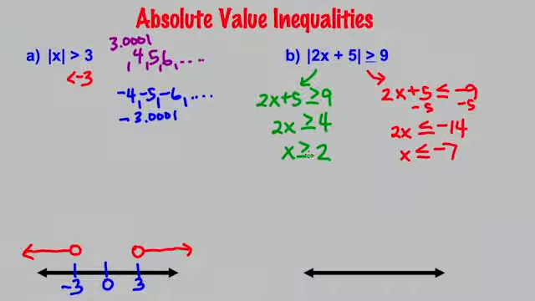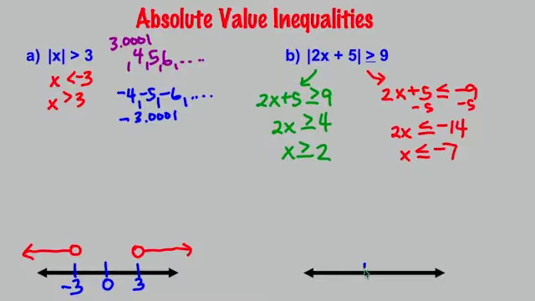Just notice that we're not necessarily going to get the same numbers here. One was 2, one was -7. Where over here, I would have had x is less than or equal to -3, and x is greater than or equal to 3. These are the same numbers, one positive, one negative, but that doesn't usually happen when you're solving equations with inequalities and absolute value. So now let's put this on the number line.